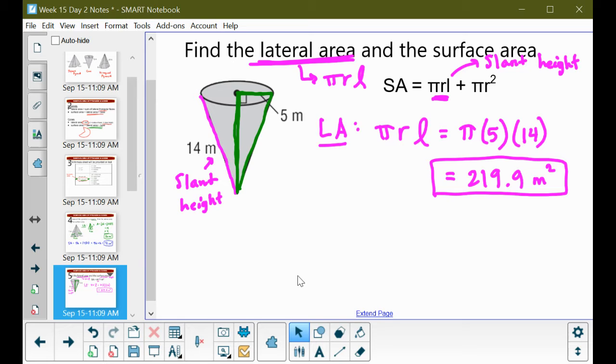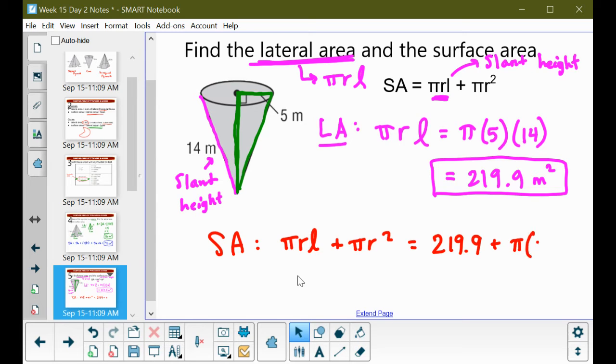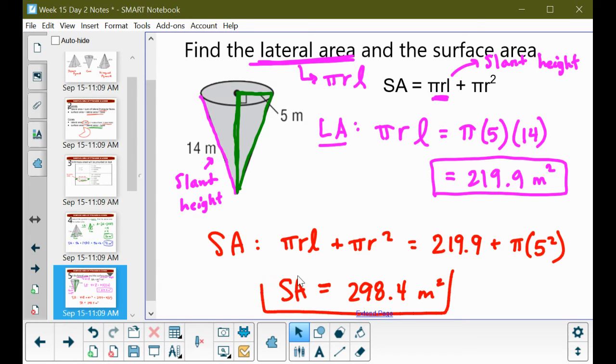And so to find the surface area here, let me switch to red. The surface area, I'm going to use my formula here, which is pi r L plus pi r squared. And I know pi r L is 219.9, and pi r squared is pi times 5 squared, pi times 25. And so if I add those together, I get my surface area for this cone to be 298.4 meters squared. And that's it for the cone.